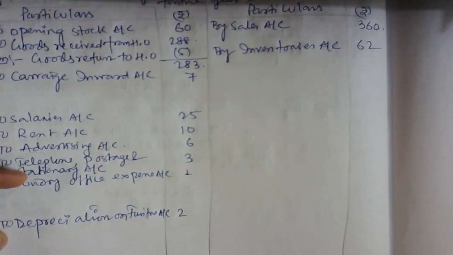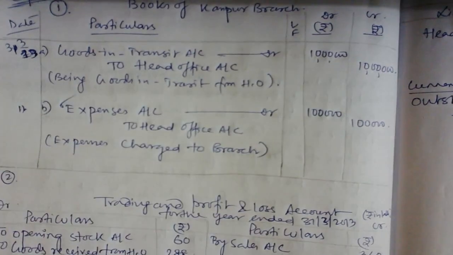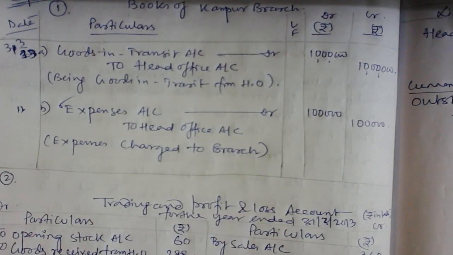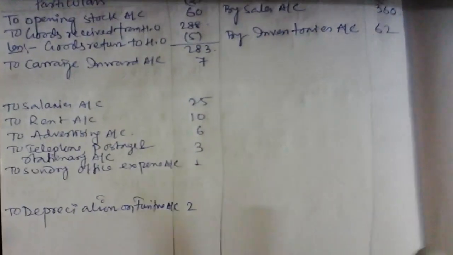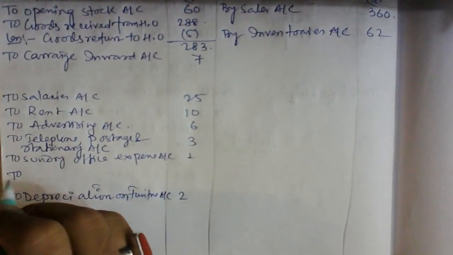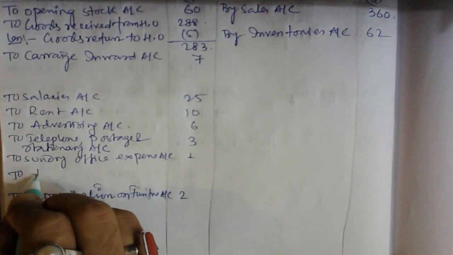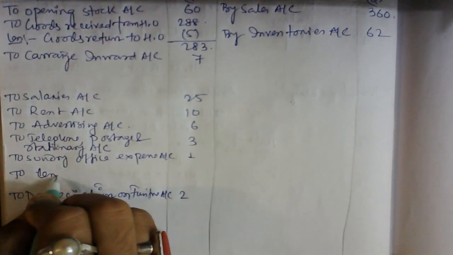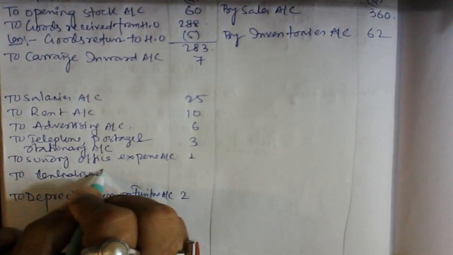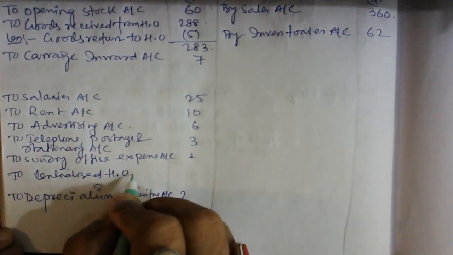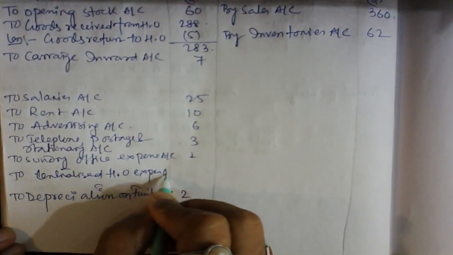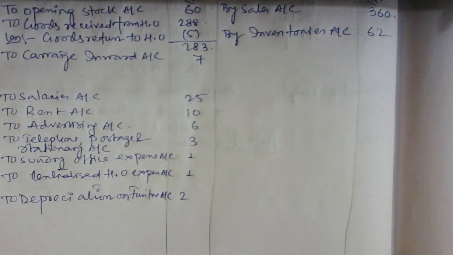There is an expense amounting to rupees 1 lakh. That's the journal entry. So the journal entry is expense account debit to HO. You can show it to centralized head office expenses account, 1 lakh rupees. Perfect. So that is also one thing.